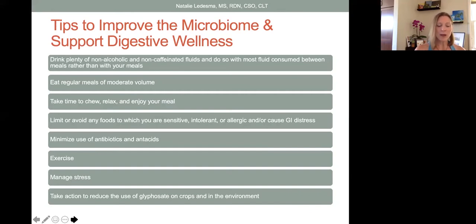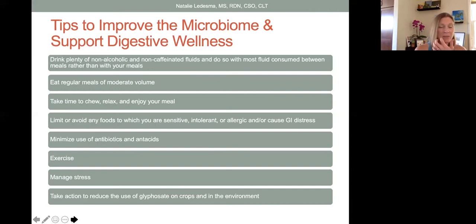We want to make sure we have regular meals of moderate volume. And in terms of regular meals, this could vary based on your system. In some situations we need to encourage grazing on things throughout the day. Every hour, every 2 hours, somebody's putting a little bit of calories in their system. That is oftentimes needed if somebody's really struggling with appetite and struggling to get in an adequate amount of nutrition.